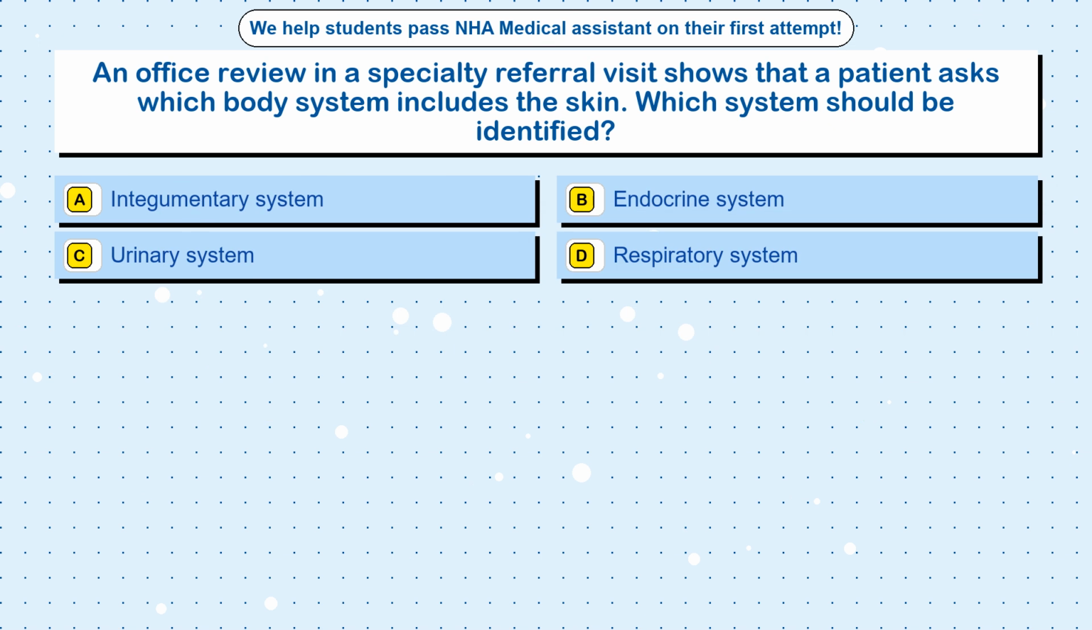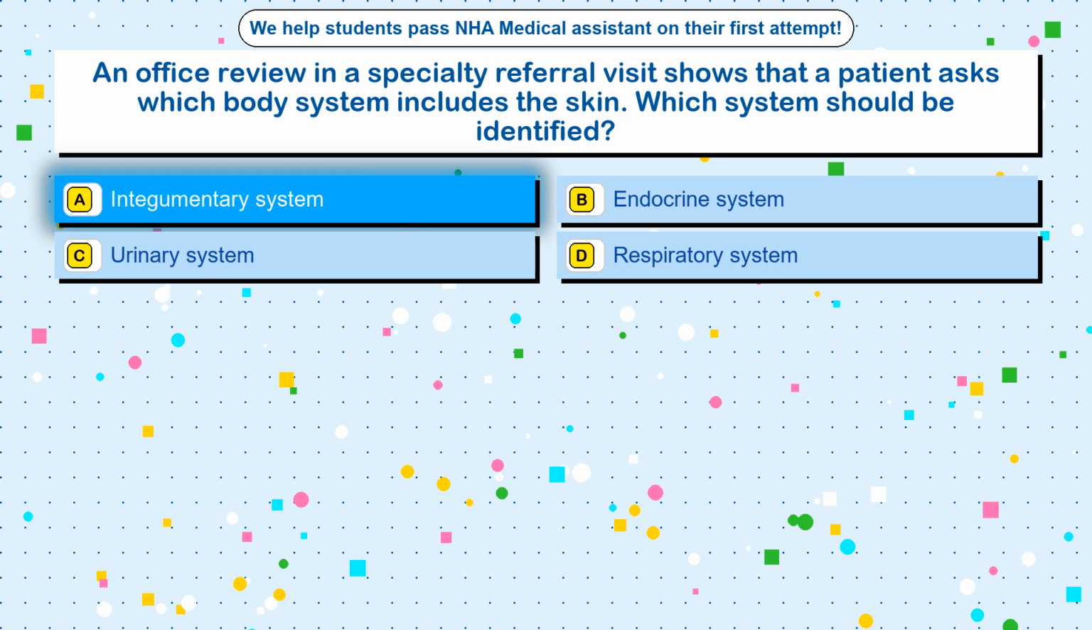Question 98. An office review in a specialty referral visit shows that a patient asks which body system includes the skin. Which system should be identified? Option A, integumentary system. Option B, endocrine system. Option C, urinary system. Option D, respiratory system. The correct answer is option A, integumentary system.